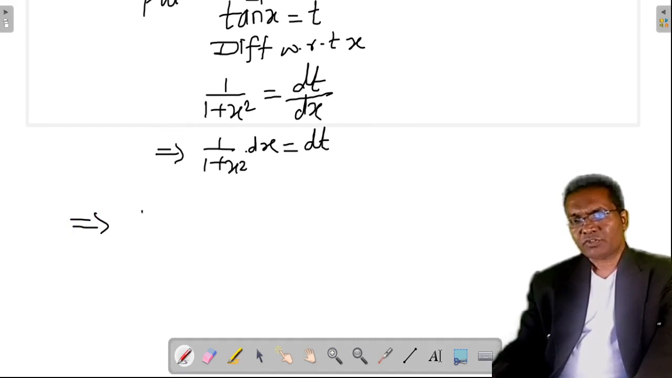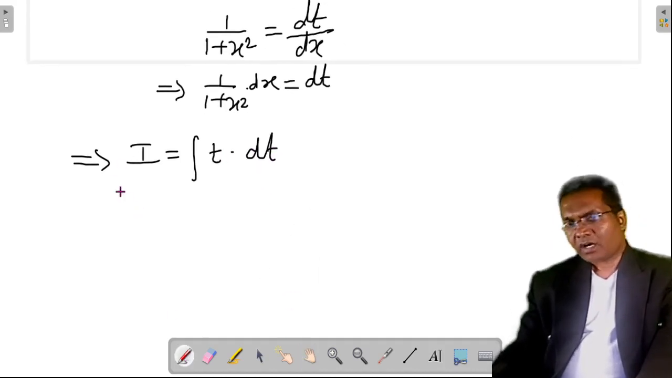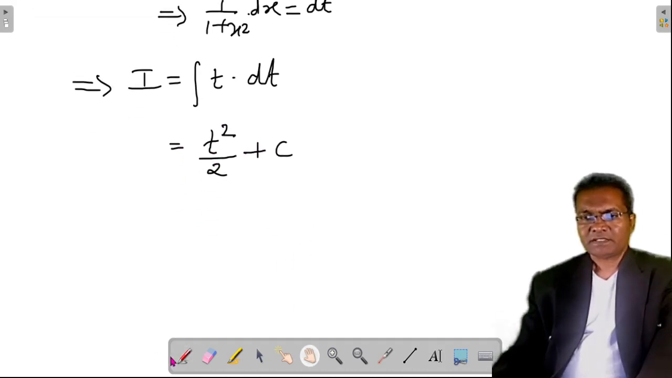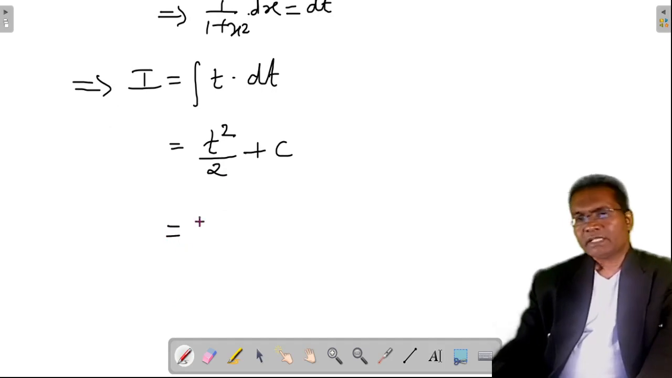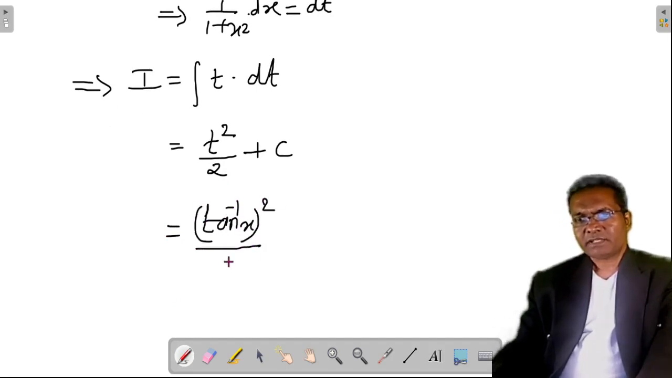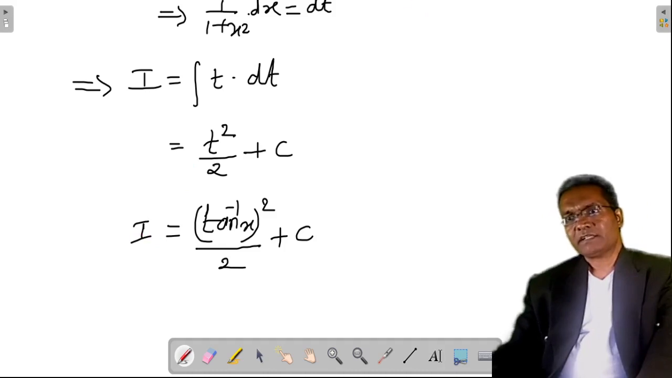So this implies your I becomes the integration of t into dt. Okay. So integration of t is t square by 2 plus c. So t is your tan inverse x, whole square by 2 plus c. This is the value of the integral. Okay.